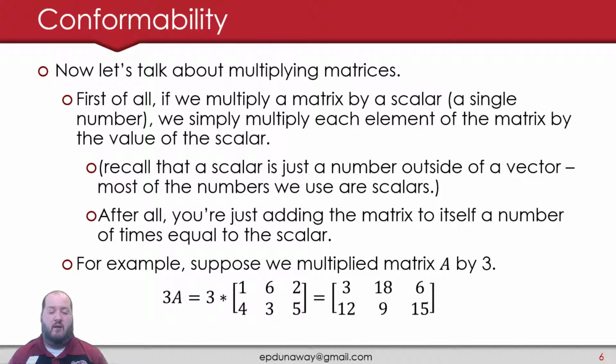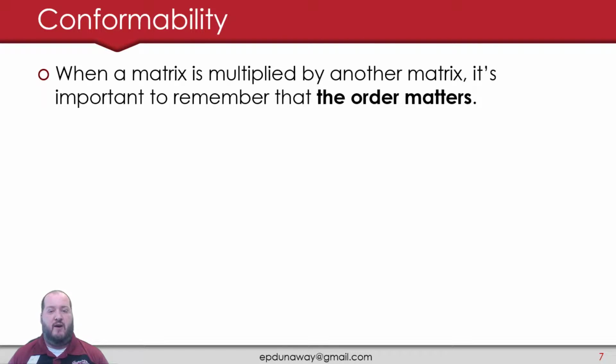I do that, and I'm going to get 3, 18, 6, 12, 9, and 5. I multiplied each individual element of matrix A by 3, and I get my result right here. So that's it. Multiplying a matrix by a scalar is a very simple operation, and we don't really need to worry about it too much. But now let's do multiplying a matrix by another matrix.